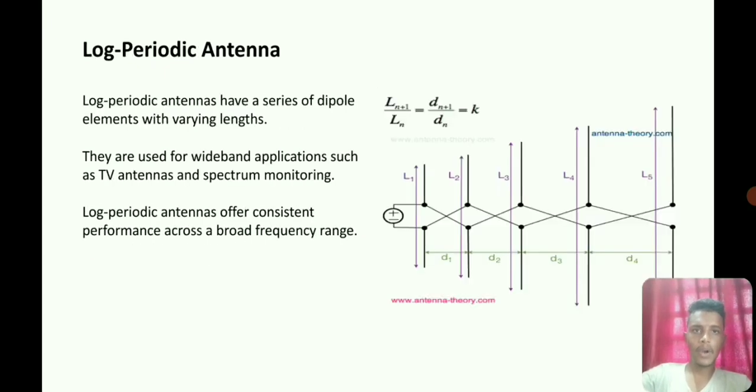And the log periodic antennas. Log periodic antennas have a series of dipole elements with varying lengths. They are used for wideband applications such as TV antennas and spectrum monitoring. Log periodic antennas offer consistent performance across a broad frequency range.